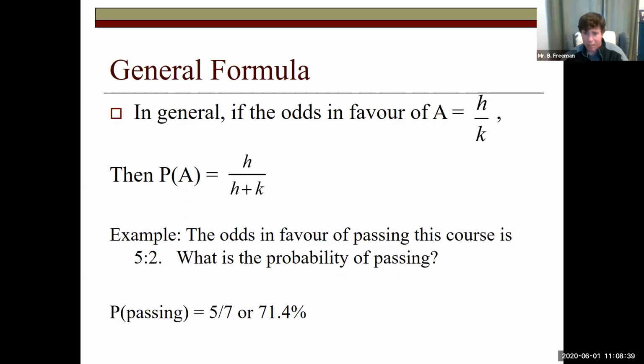And so how do we convert that to probability? 5/7. Take the 5 plus the 2, add them together. That's your new sample size. So the probability of passing is 5/7 or 71.4%. The probability of failing is 2/7.